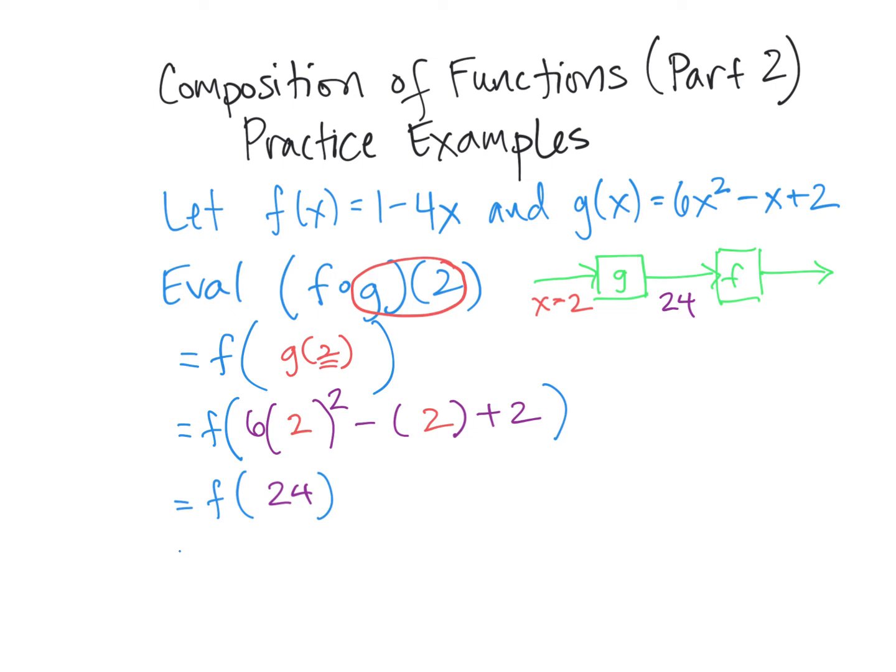What does f do for its input? It takes 1 minus 4 times its input. So what is my input? My input is 24. And that's just an arithmetic problem after that. 4 times 24 is 96. 1 minus 96 is negative 95. And that's my final answer. f following g of 2 from the beginning, f following g of 2 equals negative 95.